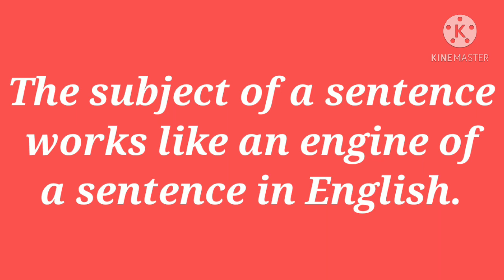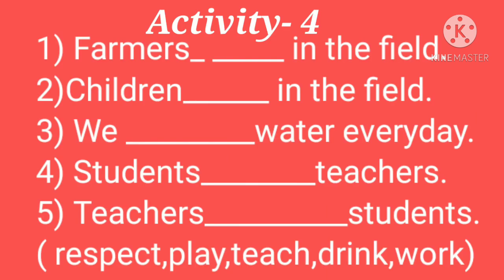Okay, so now another activity for you. You see how verbs are used in the sentence. You see here are five sentences and verbs are given in the brackets. You have to choose the correct verb and fill in the blanks, right? Farmers dash in the field. Children dash in the field. We dash water every day. Students dash teachers. Teachers dash students. So you say the answer.